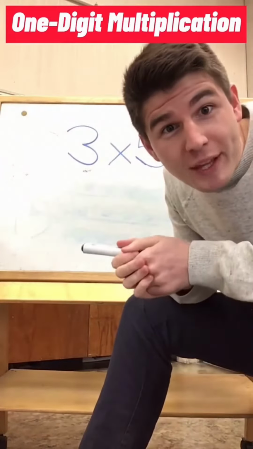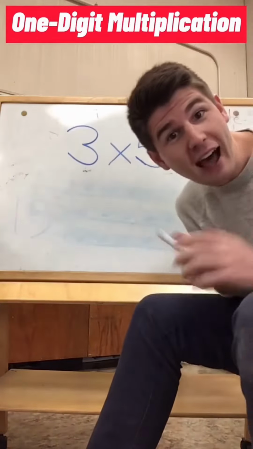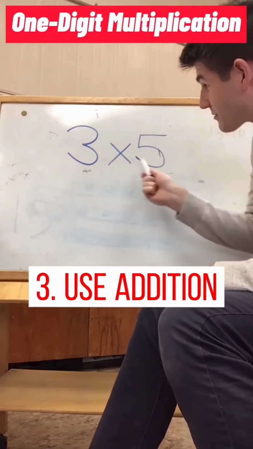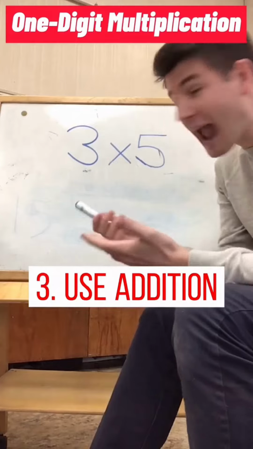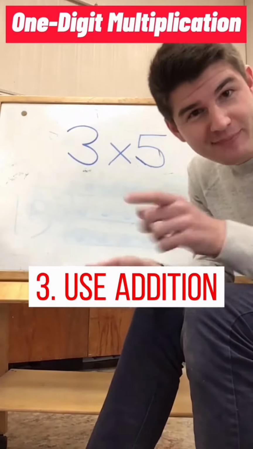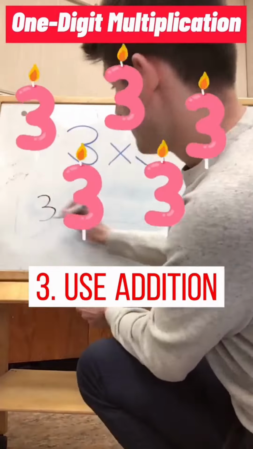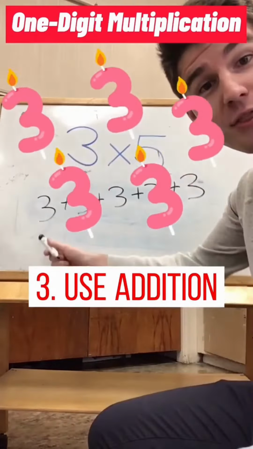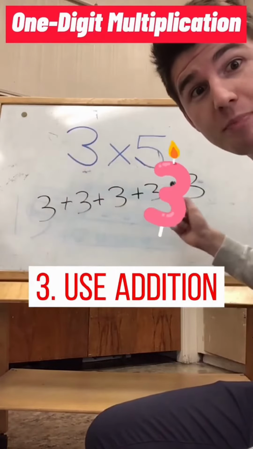And one last way that we can find the product of 3 and 5 is by using an addition problem. 3 times 5 is the same as adding 3 together 5 times. I'll show you. Now we have 3 plus 3 plus 3 plus 3 plus 3.